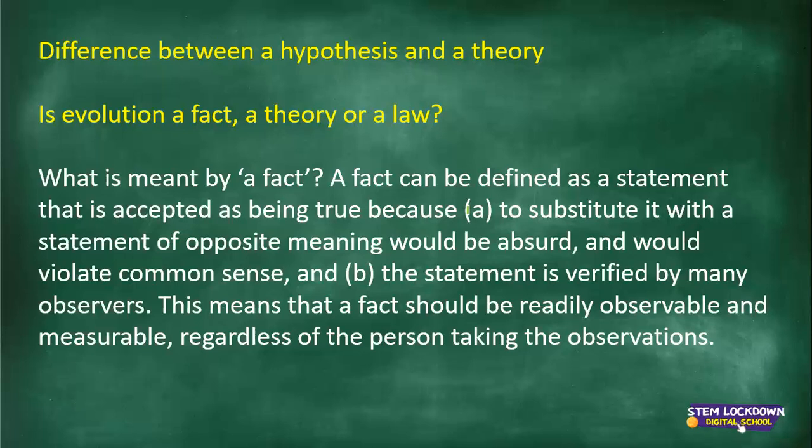Then B, the statement is verified by many observers. This means that a fact should be readily observable and measurable, regardless of the person taking the observations. So before you can say something is a fact, it should be readily observable and measurable, regardless of the person taking the observations. And it means it should make common sense.